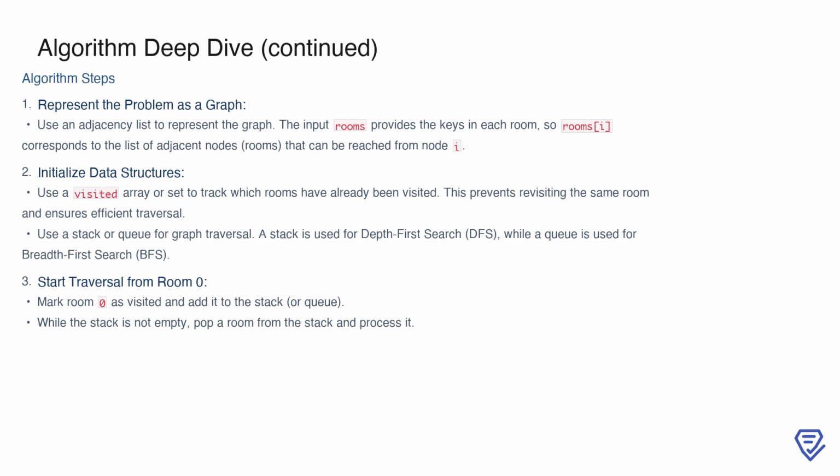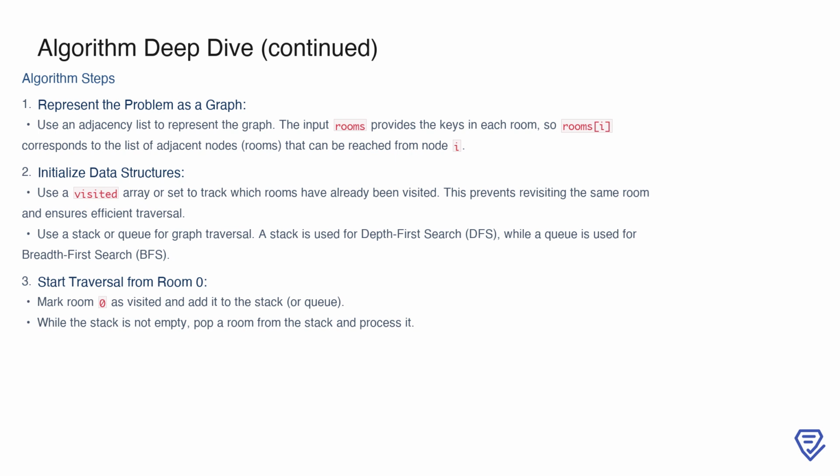Each room corresponds to a node, and the list of keys in a room points to the nodes it can reach. Next, we initialize some data structures. A visited set or array helps us keep track of which rooms we've already explored, ensuring we don't revisit them unnecessarily. We also use a stack or queue to manage the traversal process.